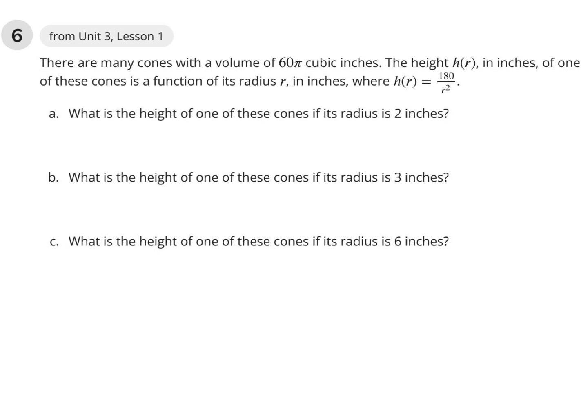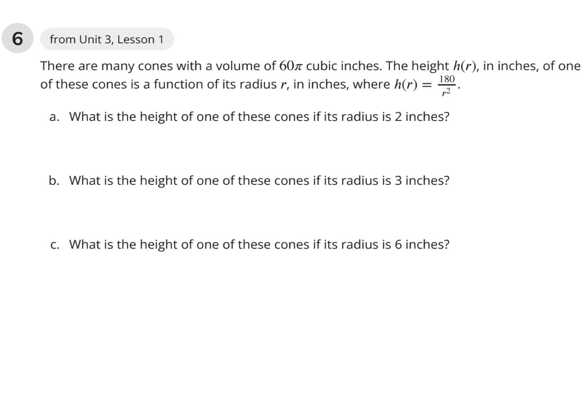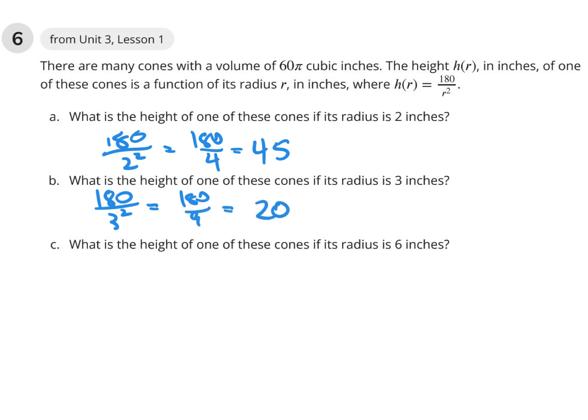The radius is 2 inches. All right, so this is easy. We can just put 180 over 2 squared, which is 180 over 4. 4 goes into 18 4 times, with 20 left, that's 45. What is the height of the cone if the radius is 3 inches? So 180 over 3 squared, which is 180 over 9, and that gives us 20. And then finally, 180 over 6 squared, which is 180 over 36, which gives us 5.